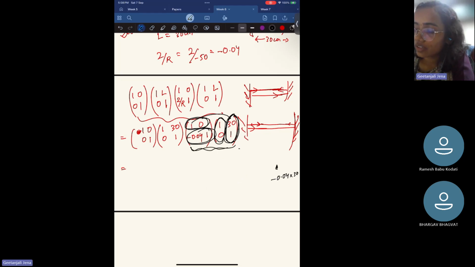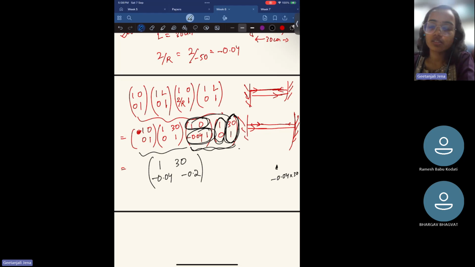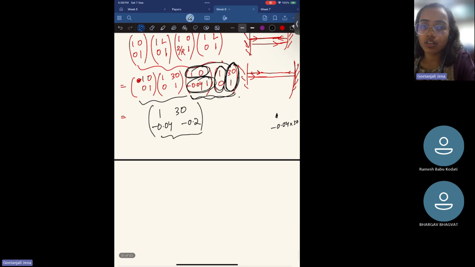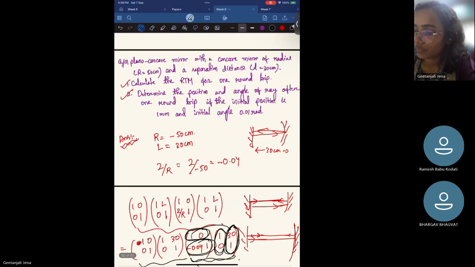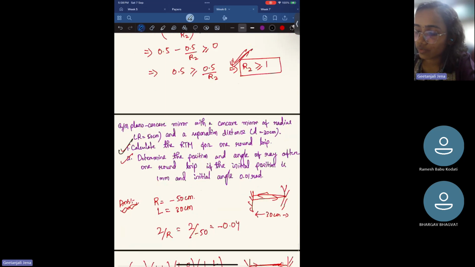So if you multiply all these matrices, what will you get? You will get 1, 30, minus 0.04 and minus 0.2. So if you multiply all these matrices, we'll get these values. Okay, so just multiply row with column to get the value of the matrix element. Now we have the RTM, which is this. So this part is over.